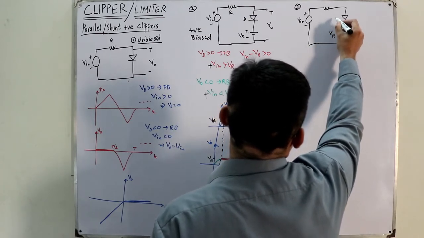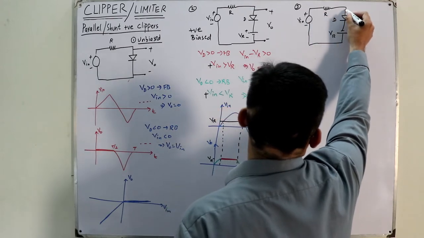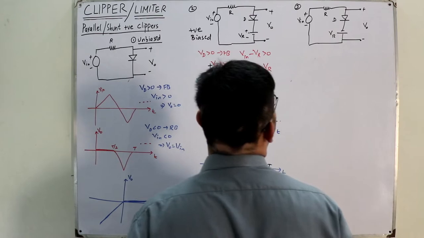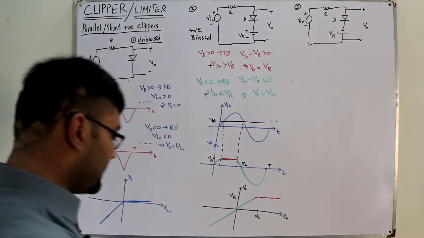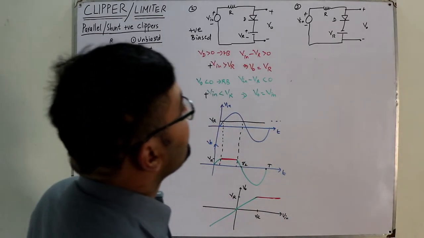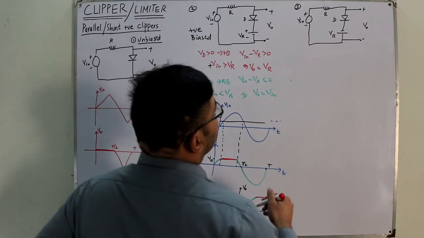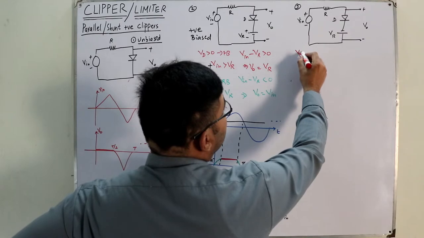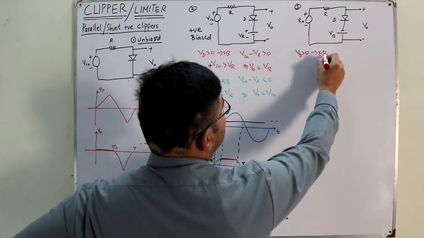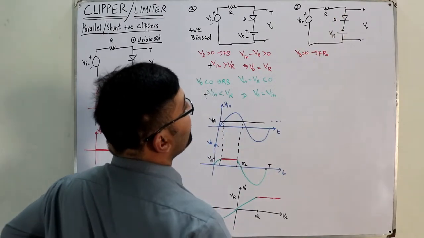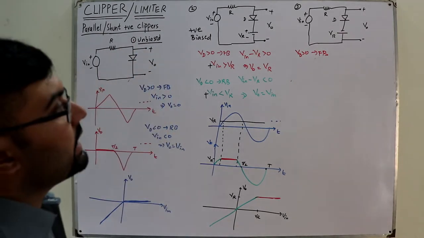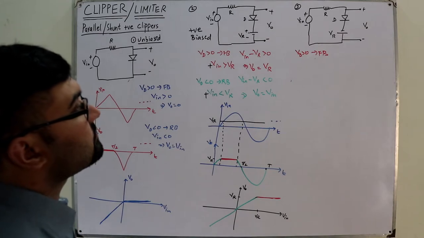Here we have the reference voltage, diode, resistor, plus, minus, output. Again, have a look. The voltage across the diode should be greater than zero to make it forward biased. When would this diode be forward biased? For the positive cycle, it is forward biased.